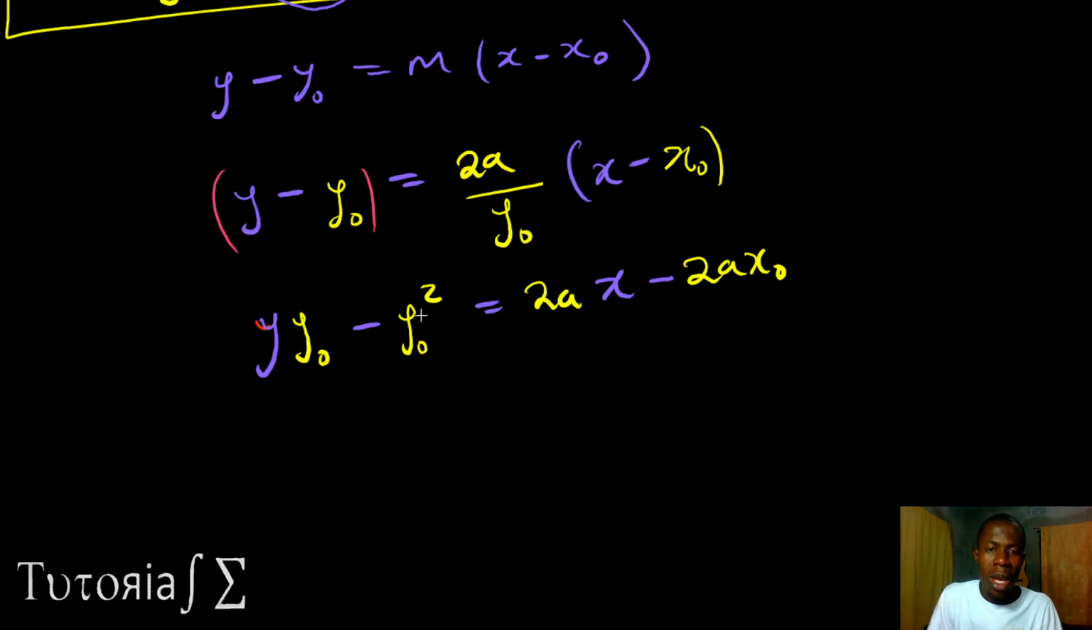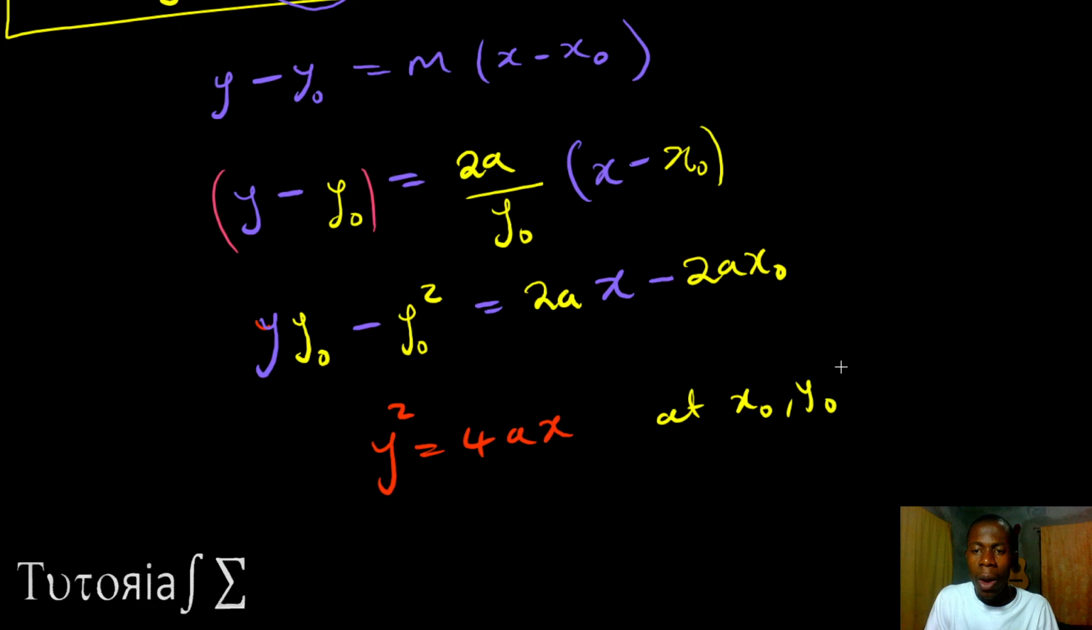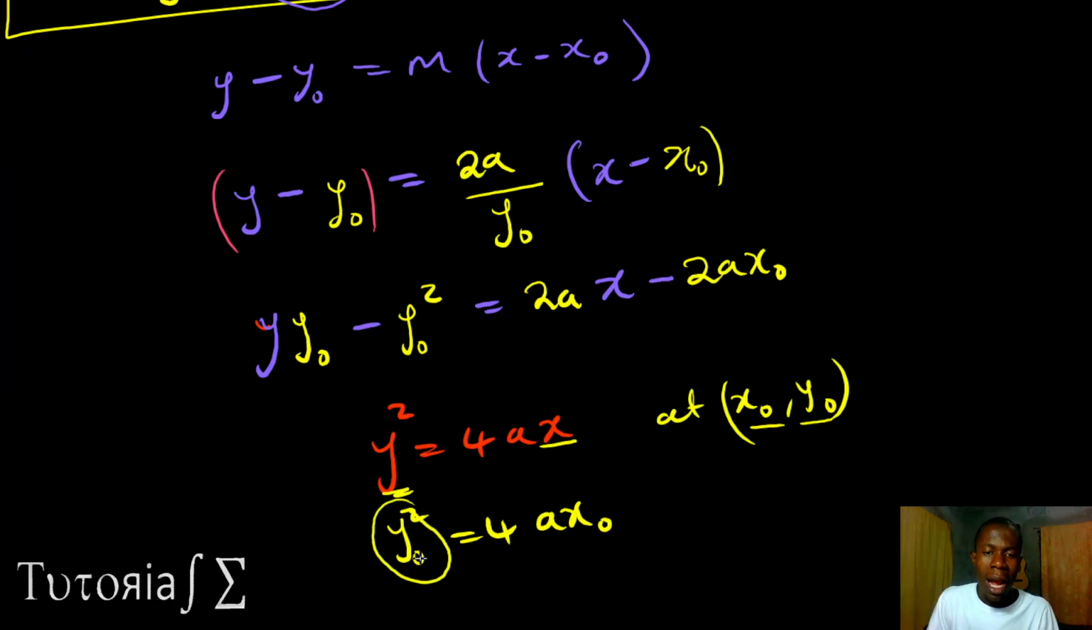And now, knowing that the equation of the curve is y squared equals 4ax, now at x naught comma y naught, when we replace these two coordinates in here, we'll see that y naught squared will be equal to 4ax naught. So x is replaced with x naught and y with y naught, meaning that where there is y naught squared here, we can replace it with this.